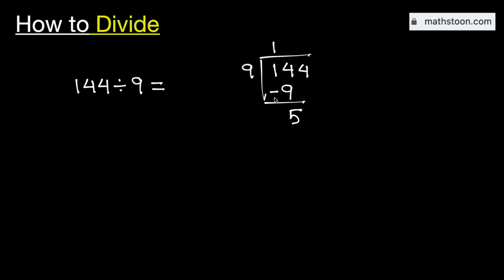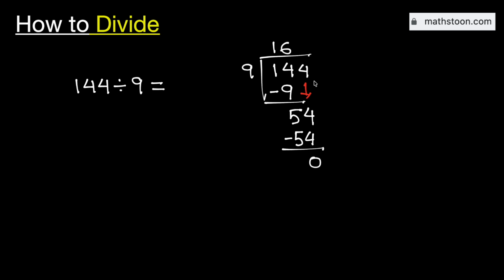Now this 5 is less than 9. That is why we will bring down this number 4 here. Now we know that 9 times 6 is equal to 54. Subtract, we get a 0.